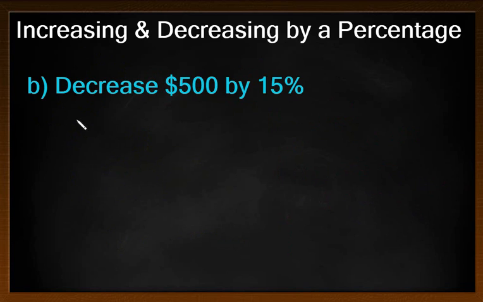Okay, let's have a crack at a decreasing question now. Pause it and come back to me, guys. Okay, so 15% of, so we're timesing it by $500. Now, it's a slightly more challenging question, so you're probably going to use a calculator for this question.